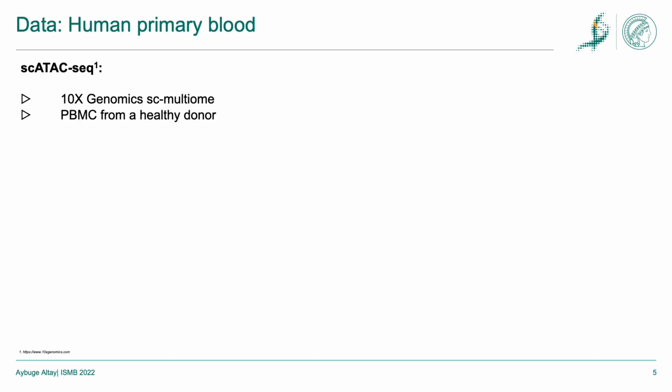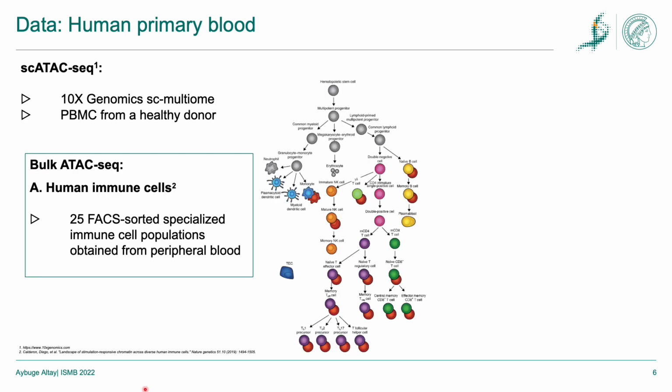I will start by introducing our data. We started with primary blood data. As for the single-cell ATAC, we are using 10x Genomics single-cell multiome data, but we are decoupling the measurements and only focusing on the single-cell ATAC part. We have two bulk ATAC datasets with differing granularities. The first one is titled human immune cells, and this dataset consists of 25 different FACS-sorted human immune cell populations, shown here in the lineage tree. This is our higher granularity dataset.